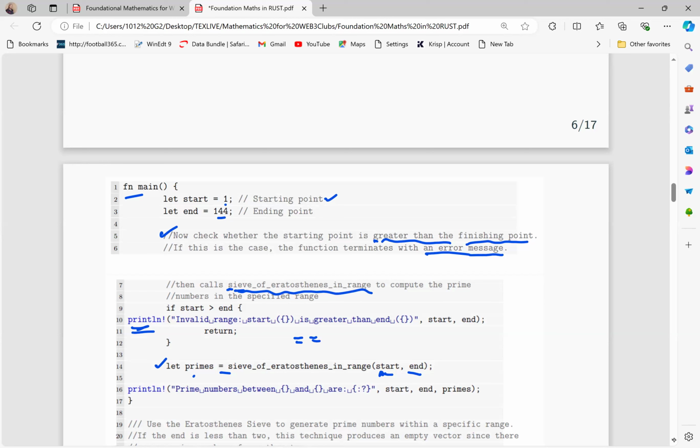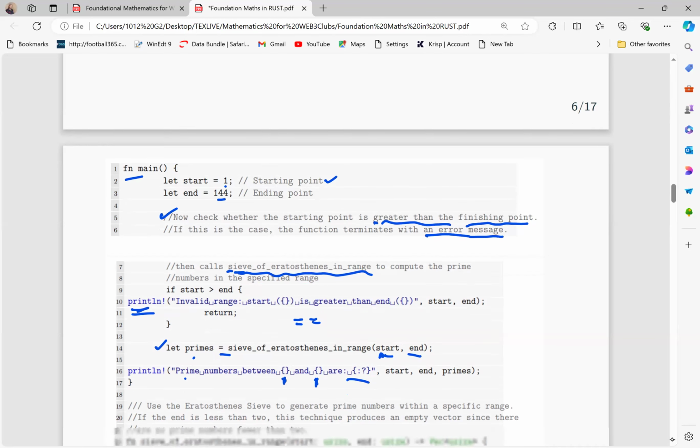And then print the prime numbers between that start point and this end point. That is what it will then print. Now, what is the next step?